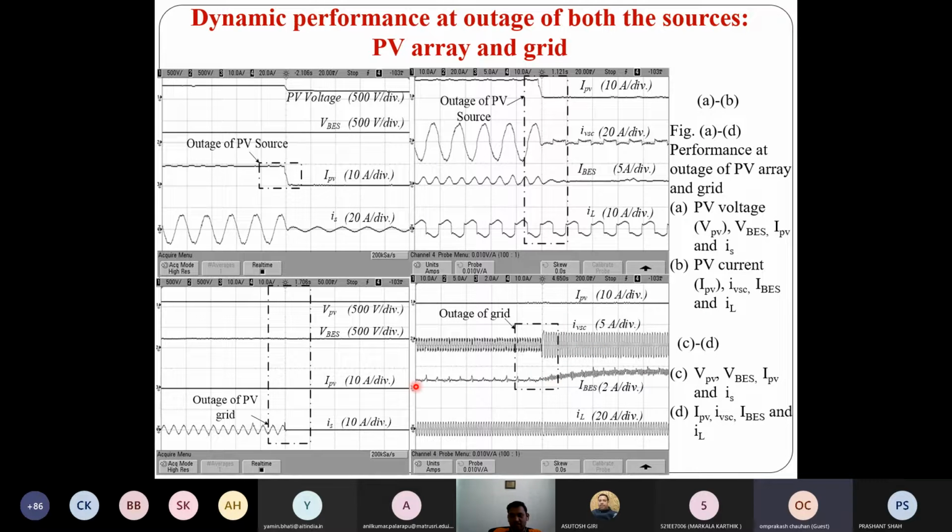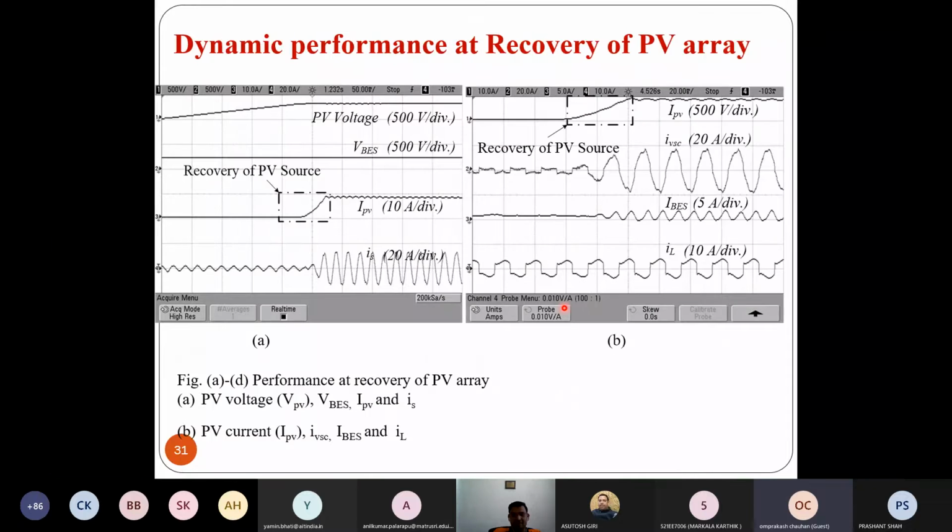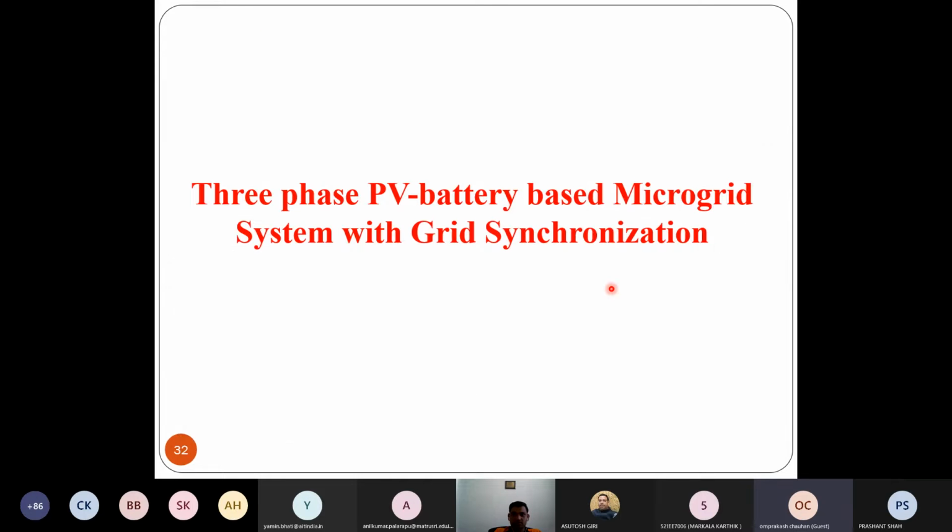The battery was already in discharging mode, with grid and battery both contributing to the load, but as the grid is not there, the battery will discharge more because grid power is now not available. And as the PV array is recovered, the grid current is increased, and this VSC current is also increased, however the power across the load is not disturbed.